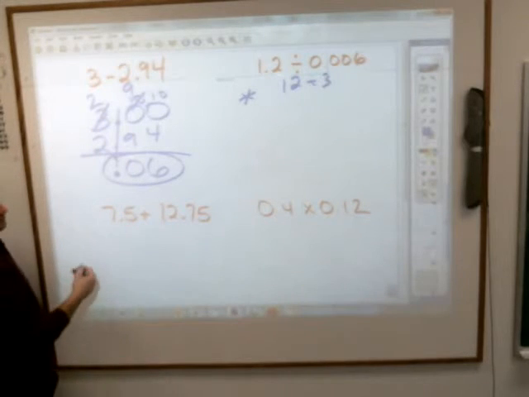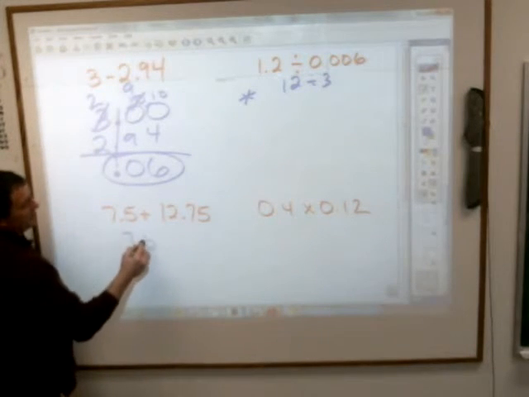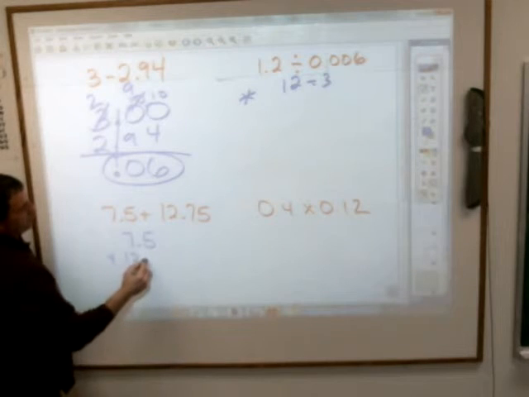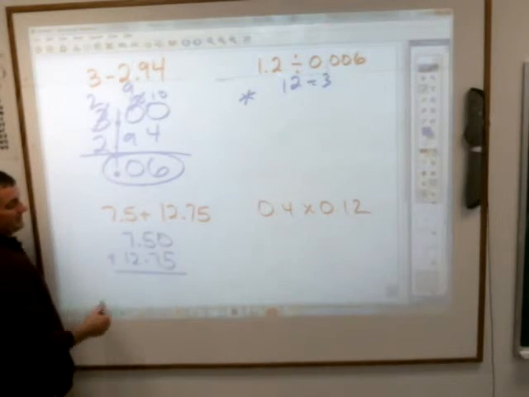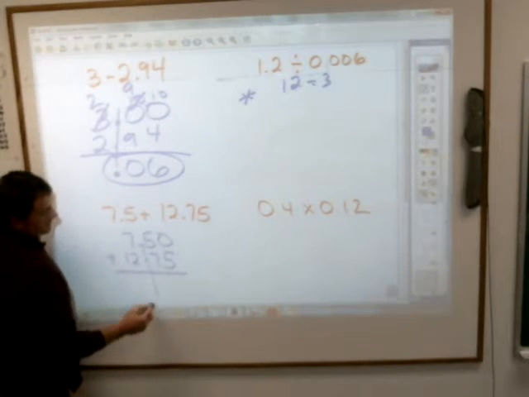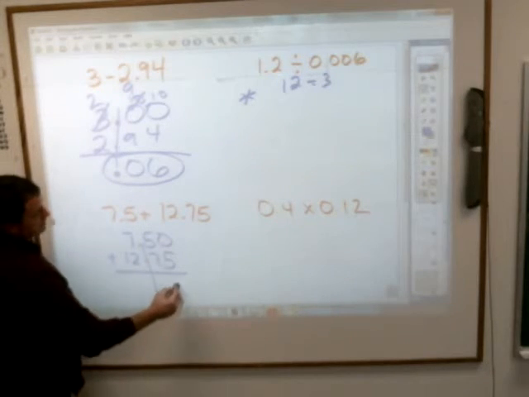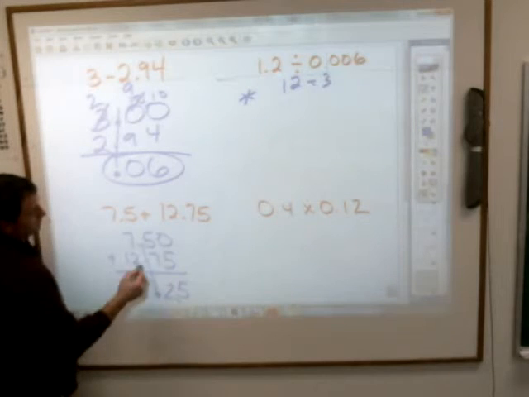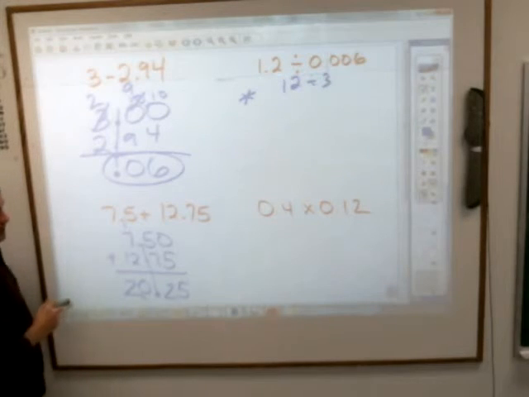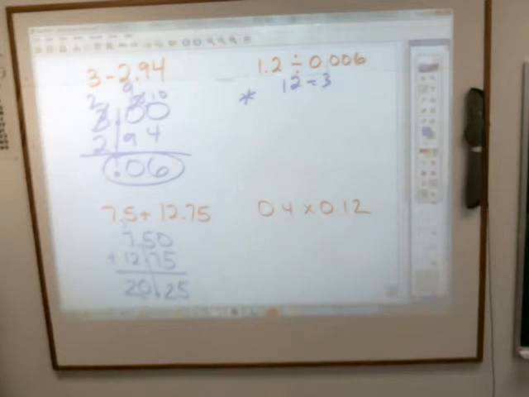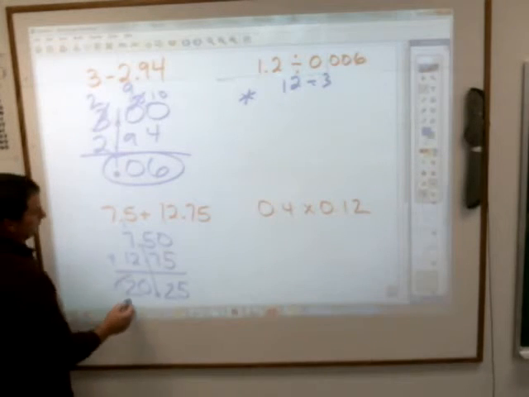Problem number 2. 7.5 plus 12.75. Again, lining up the decimals. Feel free to add as many zeros at the end as you like. The decimal is going to go here in your answer. You still line up the decimals. 5, 2, 12 plus 9, 9 plus 1 is 10. Boom. 20.25. Raise your hand if your person got that one right. Wonderful.